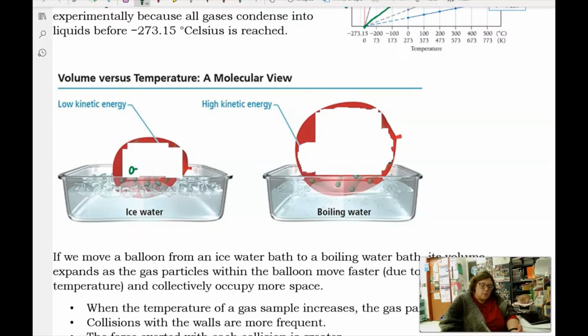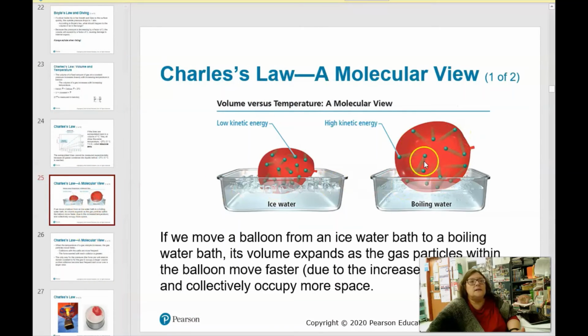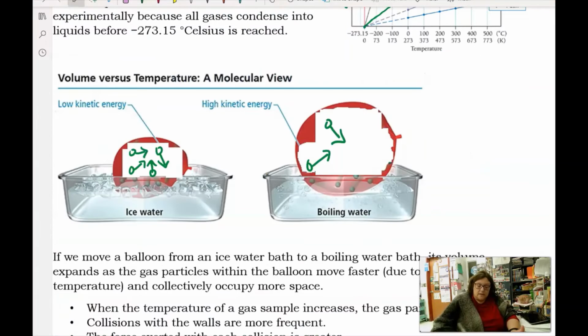Okay, what's going on in our particles? Well, the temperature's making the particles move faster. So we can draw our arrows, but in the bigger balloon, here, let me find the picture for you. You can see that the speed shown by the tail, and I'm using an arrow to show it, the speed is much greater.